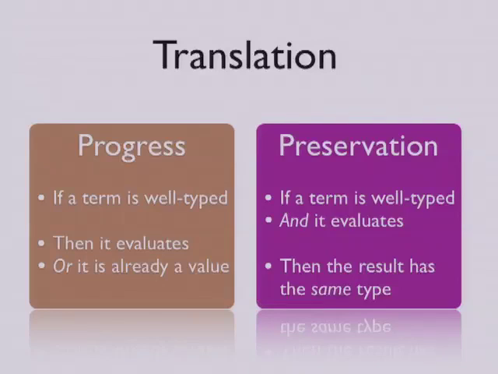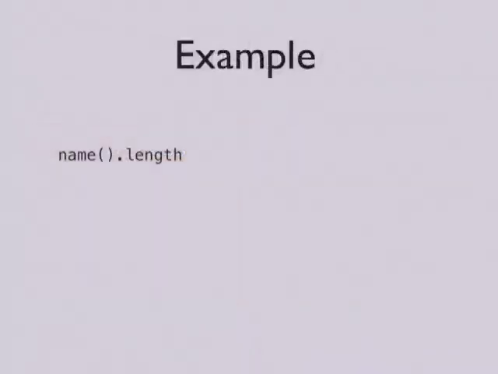If you have preservation, then you know that when you evaluate, the types aren't going to change out from under your feet. If you started with an int, you're going to end up with an int if you evaluate that expression. And this is what makes it possible to reason about type systems in a formal way. These two properties, put together, give you soundness, which is something that all real type systems have, and C's type system does not. So don't use C.